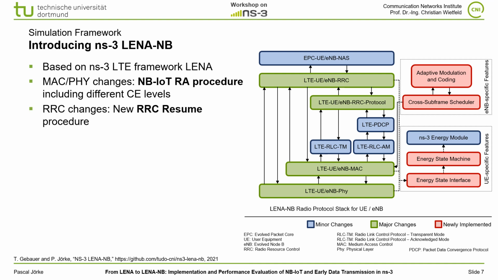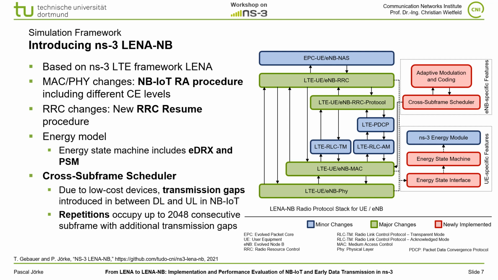Additionally, to integrate the new RRC Resume procedure as well as the early data transmission procedure, we also needed to modify the RRC layer to comply with the new procedures. For evaluating the energy efficiency, a novel energy state machine was implemented, which includes the new power states eDRX and PSM. Finally, since NB-IoT uses transmission gaps and cross-subframe scheduling, a new basic scheduler was implemented, which is able to schedule up to 2048 consecutive subframes with additional scheduling gaps.